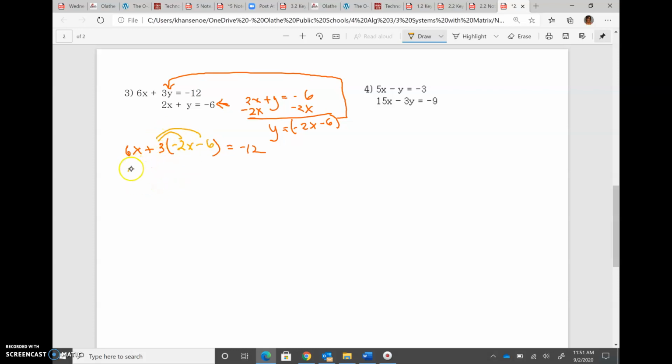So now what do I have? 6x minus 6x minus 18 equals negative 12. 6x minus 6x is 0. Does negative 18 equal negative 12? No, that is no solution. It does not equal each other, so it has to be no solution. Okay?